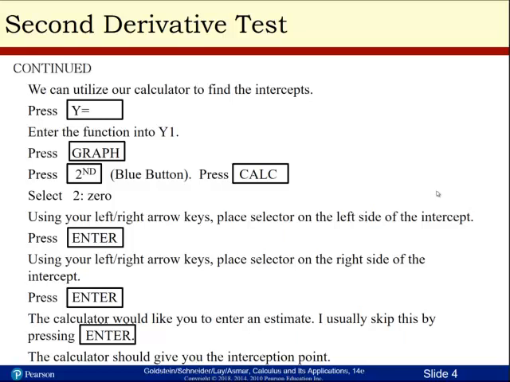The calculator would then like for you to guess or give an estimate. I don't usually guess because that's the calculator's job, so I just tell him to do it by pressing enter, and then he'll give you what he believes to be that intercept point or that 0.